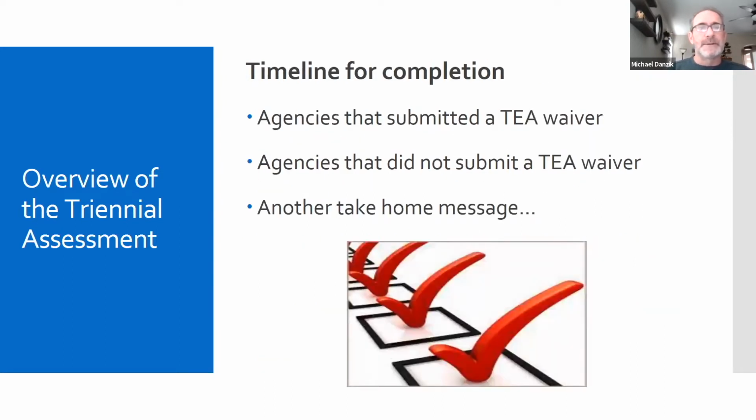Okay, let's talk a little bit about timeline, when a district must complete their triennial assessment. This year, the USDA did allow districts to opt into a waiver, and this waiver extended a triennial assessment completion date from June 30th of 2021 to June 30th of 2022. So agencies that submitted this waiver have until June of 2022 to complete their assessment. Agencies that did not submit a waiver should have had their assessment completed by June of 2021.